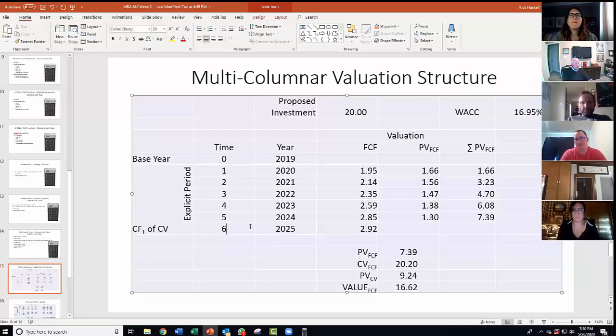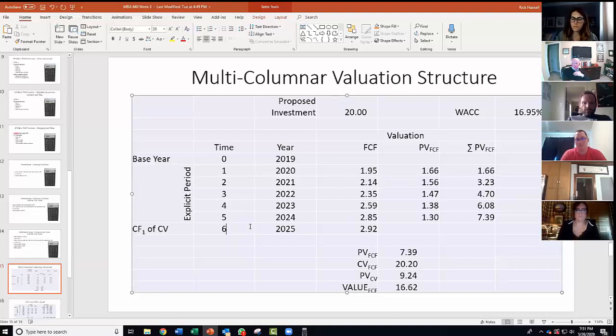So what was that nominal rate of growth? Well, I can calculate it by taking 2.92 minus 2.85, which is 0.07, divided by 2.85, and it's 2.46%. That is what I calculated as our long-run expected growth rate. Some very nominal, very vanilla growth rate.